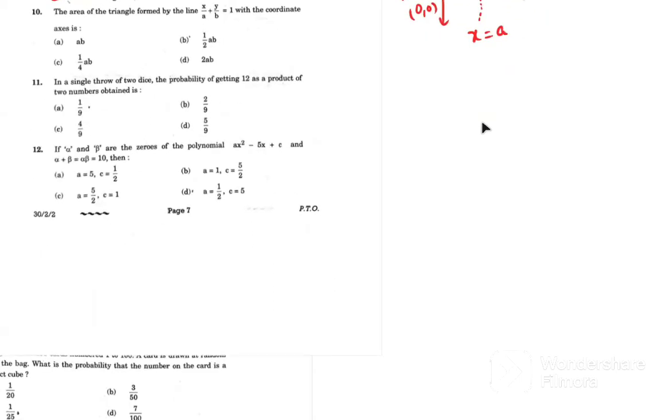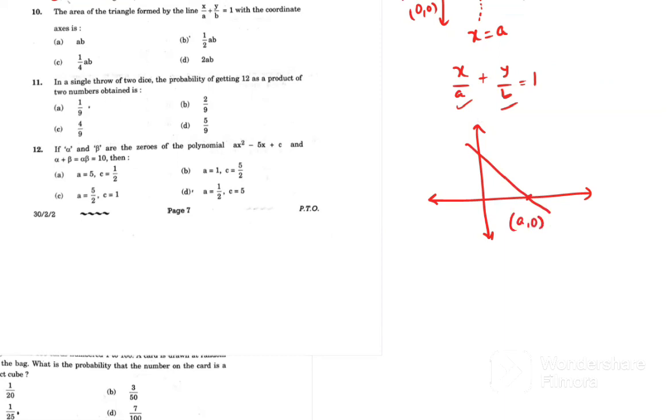It says the area of a triangle formed by the line. Now this is another equation of a line, x by a plus y by b equals 1, where a and b are called the intercepts, x-intercept and y-intercept. So if I draw this line, it will be something like this, where the x-intercept is (a, 0) and the y-intercept is (0, b), right? So now we have to find the area of this triangle. They have given it here with the coordinate axes. So y-axis is this and x-axis is this. So we have to find the shaded area.